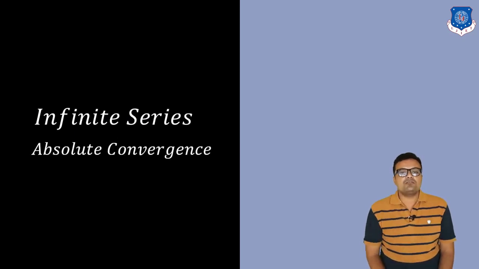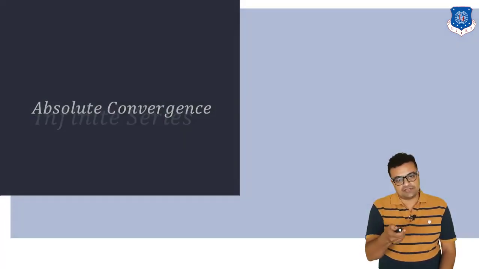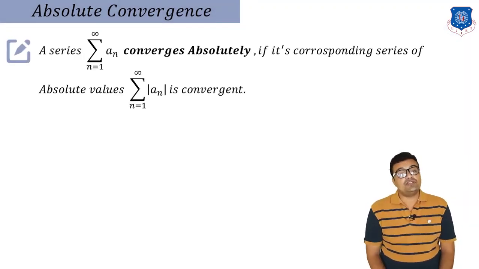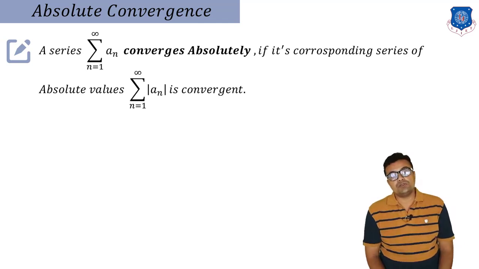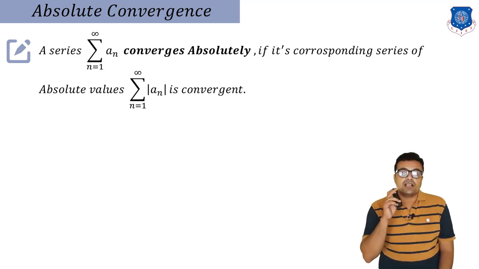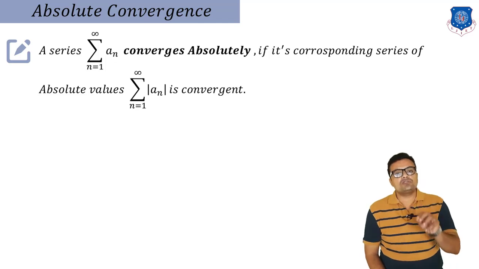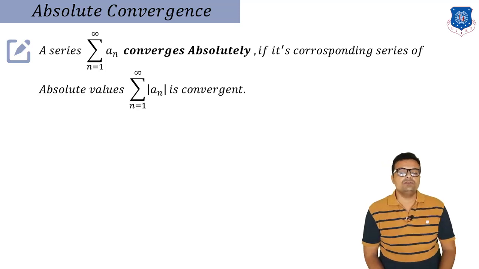In infinite series, I want to first of all cover absolute convergence. The definition is something like this: a series summation an converges absolutely if its corresponding series of absolute values, summation mod an, is convergent. This simply means that to check whether summation an is convergent or not, we consider our regular series, but now the terms are taken with absolute value.